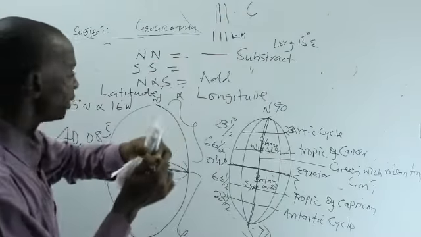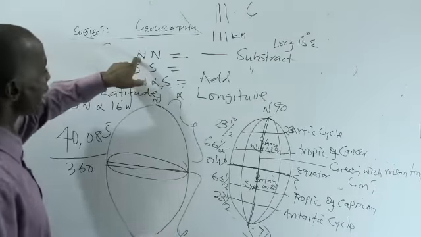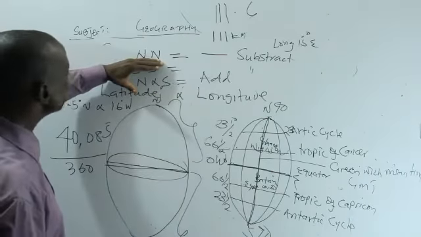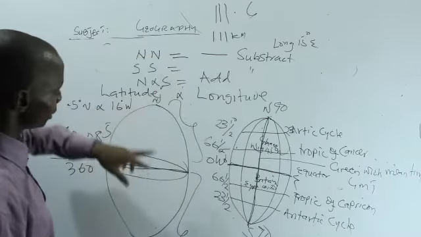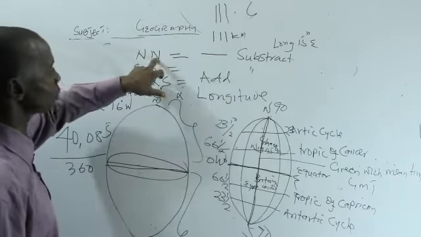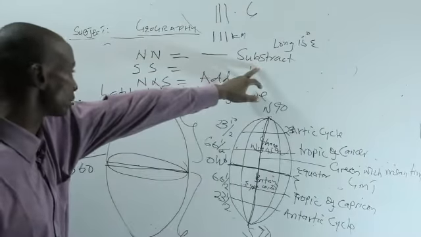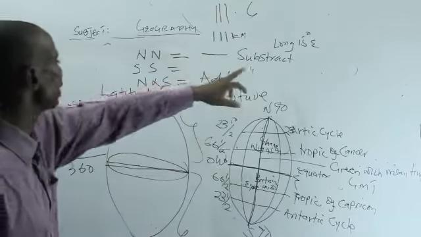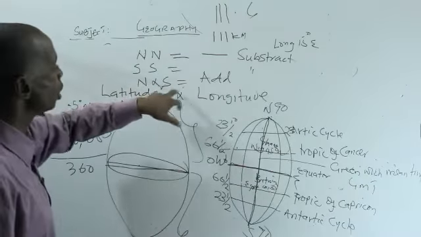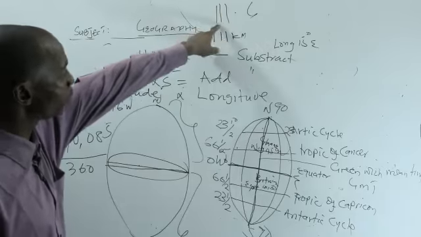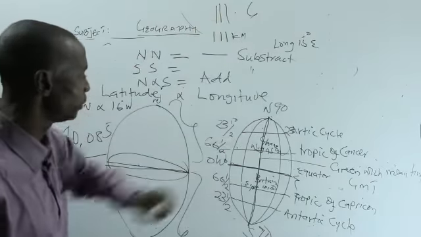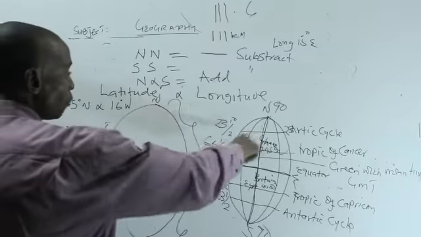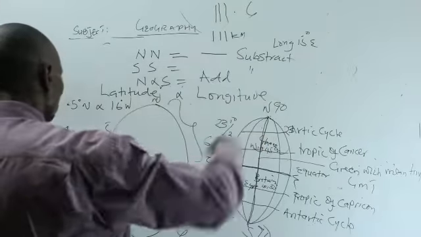Let me repeat myself again. If you are calculating a distance between 2 points in the same direction, that is north and north, what are you going to do? You are going to subtract. If it is south and south, you are going to also subtract. But if it is north and south, you are going to add. Then you multiply by the distance between the parallels of latitude.